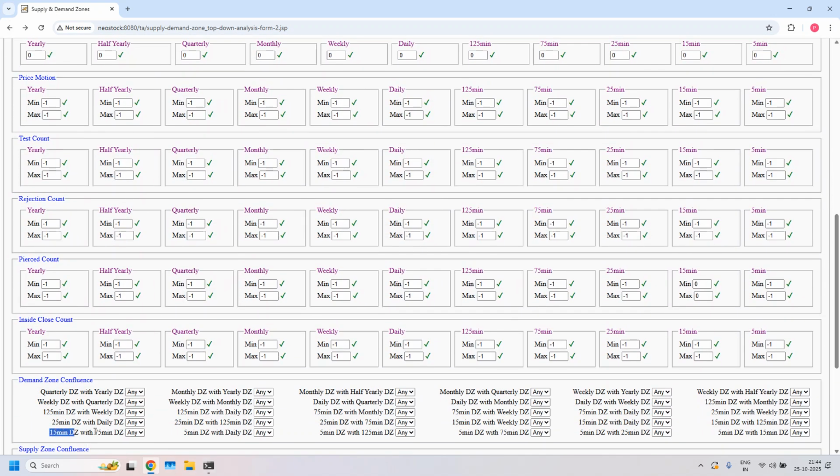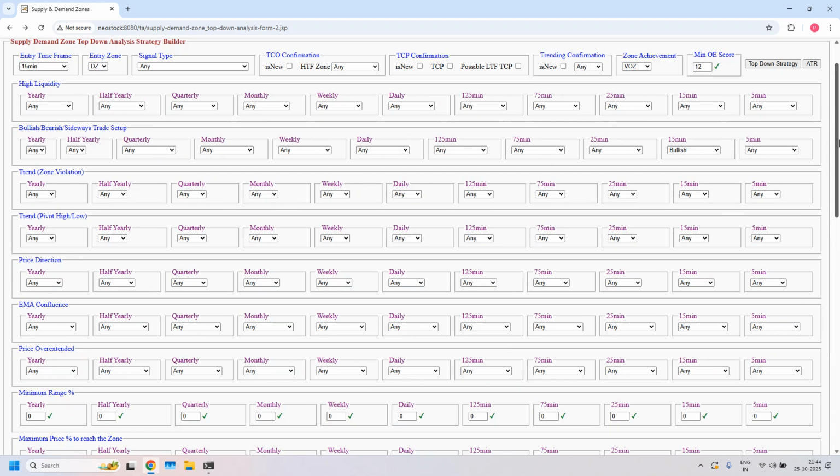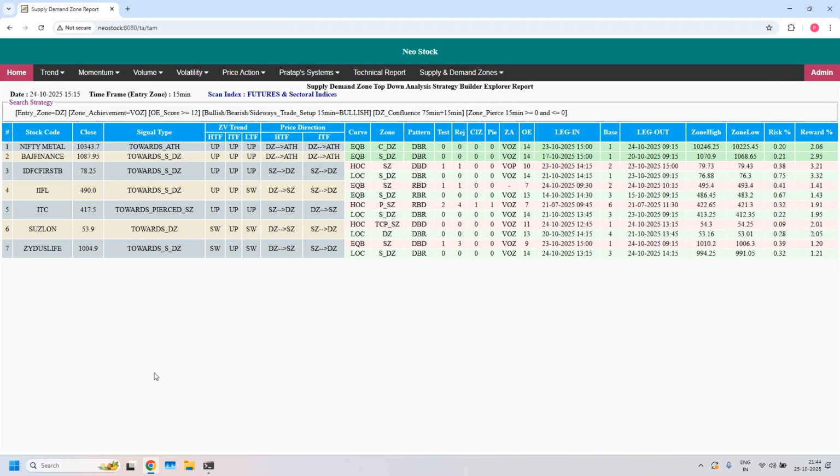15 minutes and 75 minutes demand zone confluence. LTF and ITF demand zone confluence. 7 stocks are filtered. In all the stocks, daily trend is uptrend, and 75 minutes trend is uptrend.